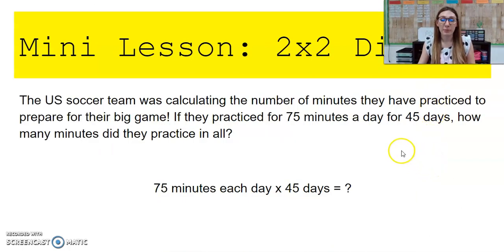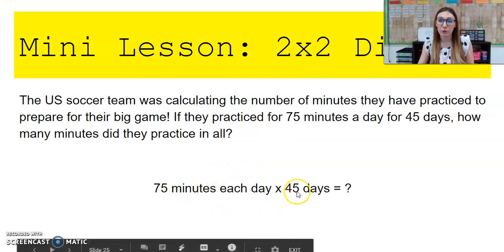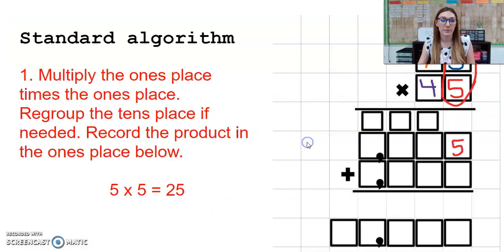Let's look at an example of a 2-digit by a 2-digit number. The U.S. soccer team was calculating the number of minutes they had practiced to prepare for their big game. If they practiced for 75 minutes a day for 45 days, how many minutes did they practice in all? So because we're looking for a total, we're going to be multiplying, right? I need 75 minutes for 45 groups, 45 days.